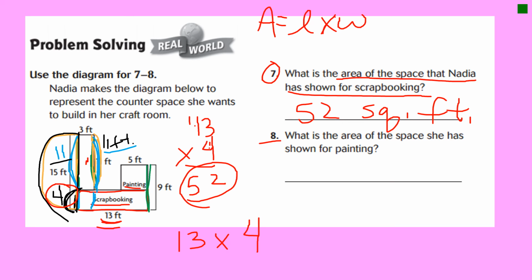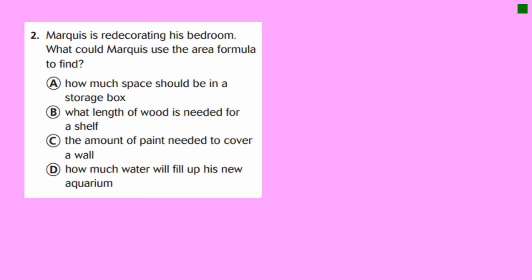So guys, you do this one on your own. What is the area of space she has shown for painting? Okay, so right there, that painting, how much area does that have? All right, you can do it. Let's keep going. Turn it over to the back. Okay, this is number 2.